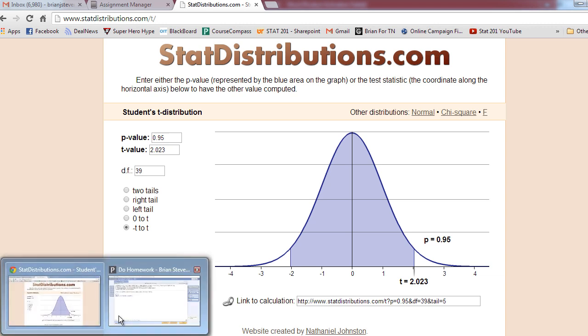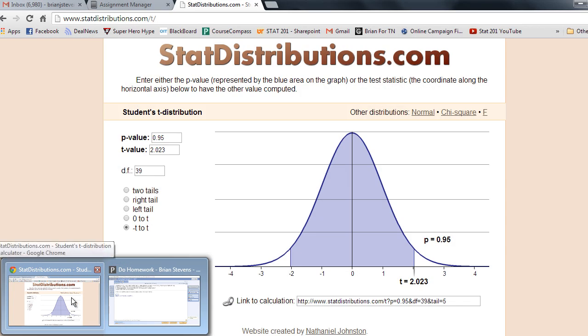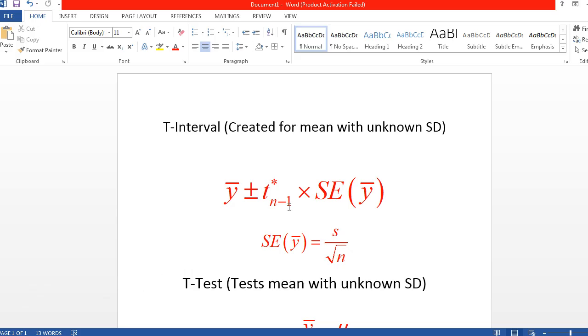Our degrees of freedom are n-1, and over here we can see the sample size is 40, so I should put in 39 as the degrees of freedom. This is for a one sample t. Now we have our t value here of 2.023. Let's look at our equations. To make our interval, we need to put in 2.023 right here.